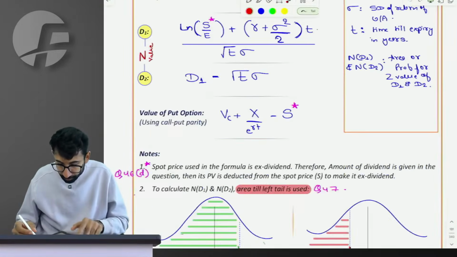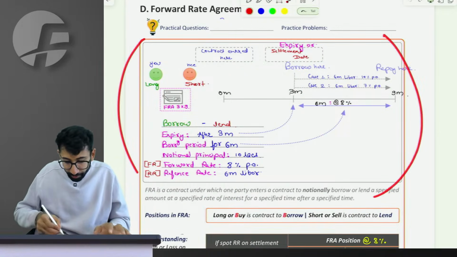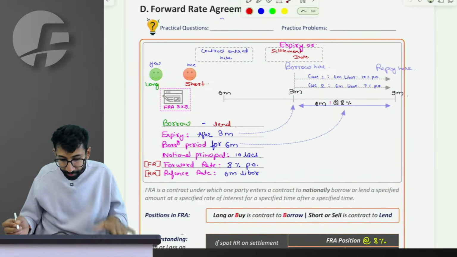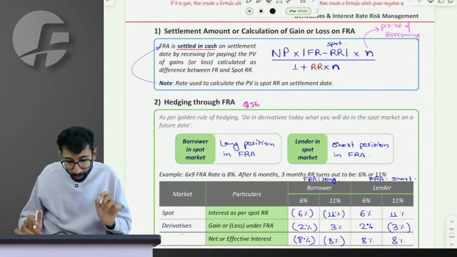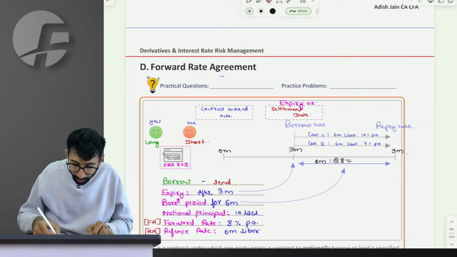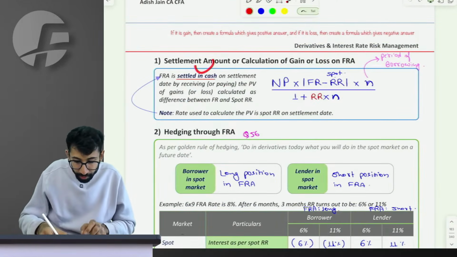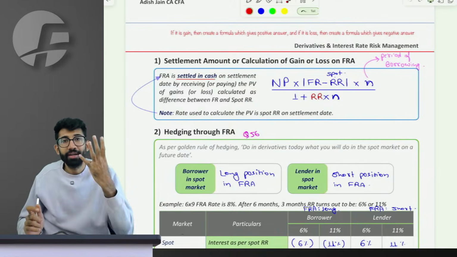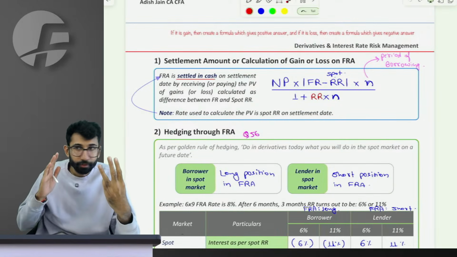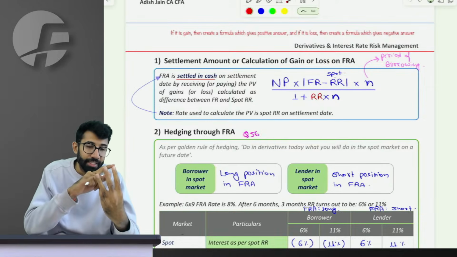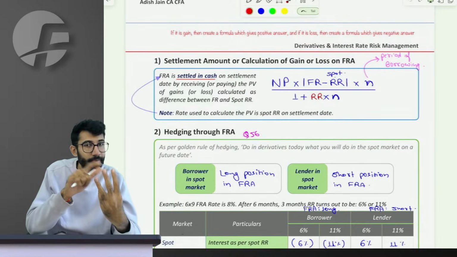Cool? Fine. So now I think, sir, we are super sorted with this entire concept of FRA. Perfect. Great. So let's solve a practical question. But before that, you have learned what the contract is. You have learned how you settle it. But why do you enter into a contract? As I said, there are only 3 possible reasons to enter into a derivative: either speculation or hedging or arbitrage. In FRA, we have hedging and arbitrage both.